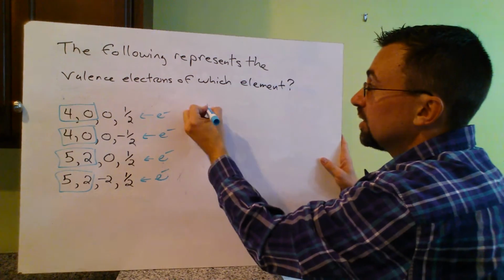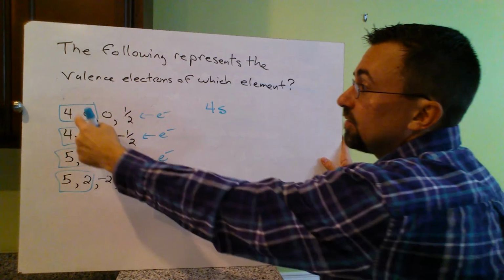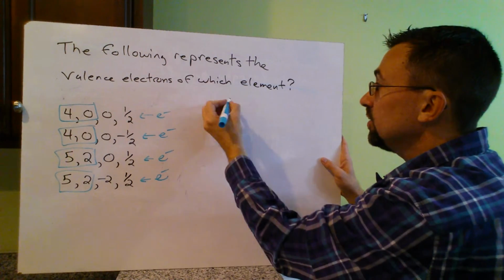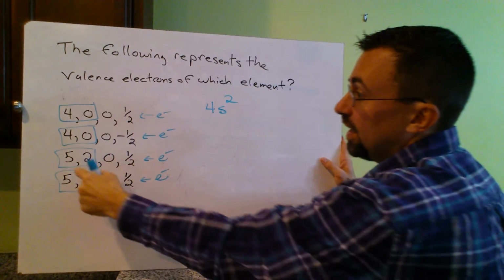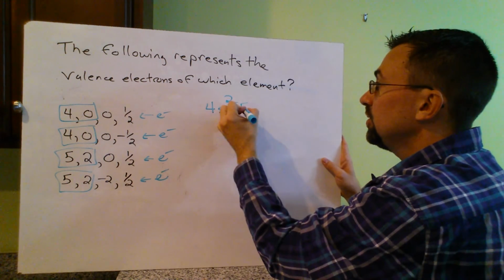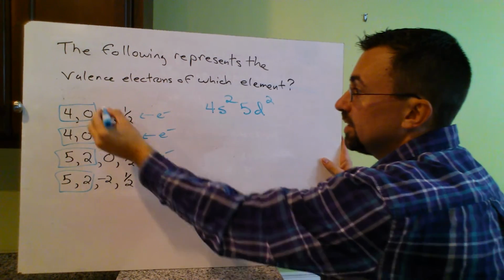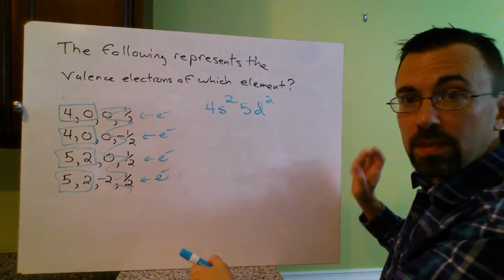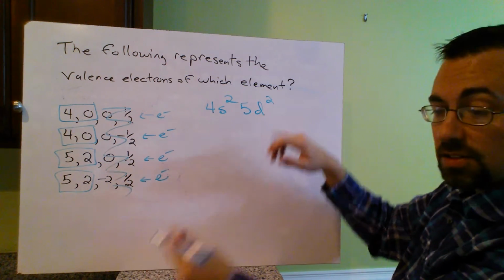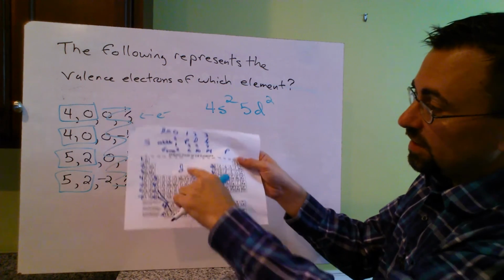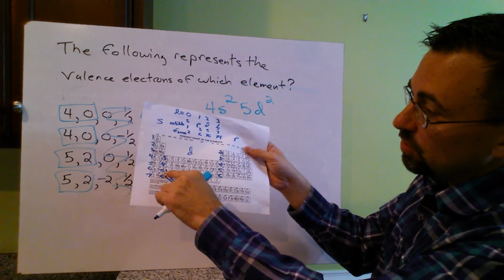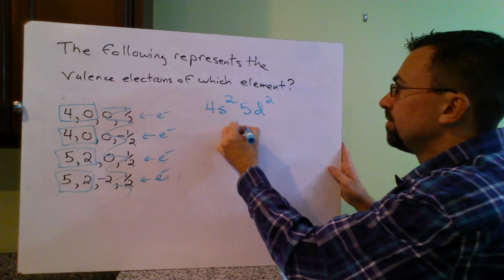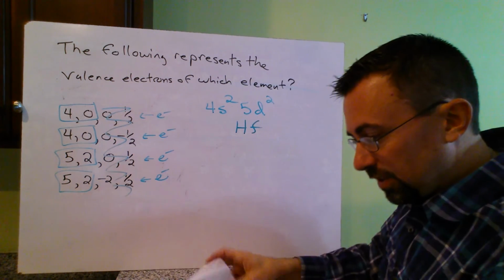So 4 is 4 and 0 is S. So I have 2 4 zeros. I have 2 5 2s. And the rest of this I don't even care about. It doesn't matter. And that's it. So then I go to the periodic table. I find the D. I find the 5. I count 2 blocks in. I see hafnium. Kind of an odd choice.